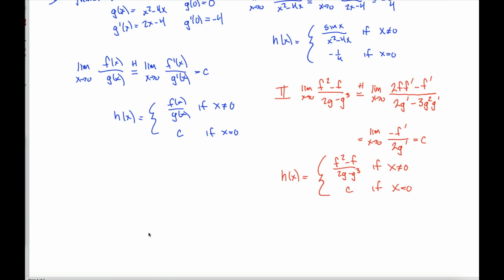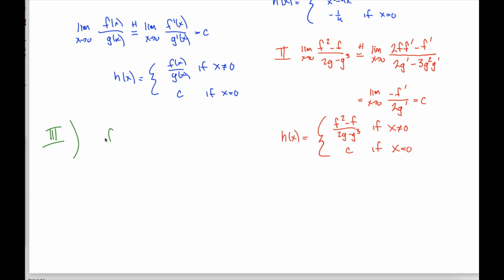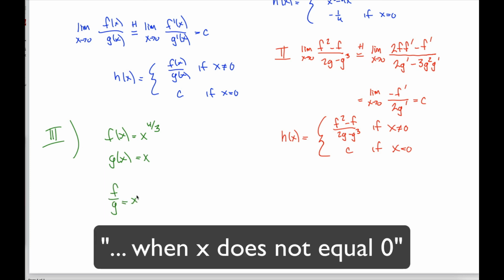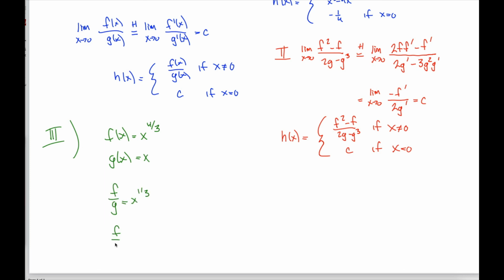The example that came to mind for me, although I'm sure there's many others, is to let f of x be equal to x to the 4/3 power, and g of x be equal to x. Note that f divided by g would be x to the 1/3 power, so the derivative of f divided by g would be 1/3 x to the negative 2/3. In other words, 1 divided by 3 times the cubed root of x squared.